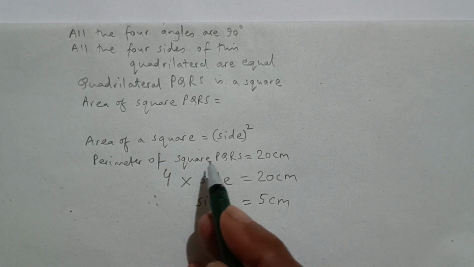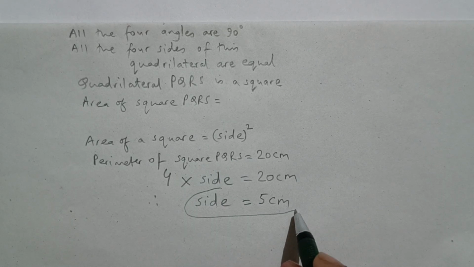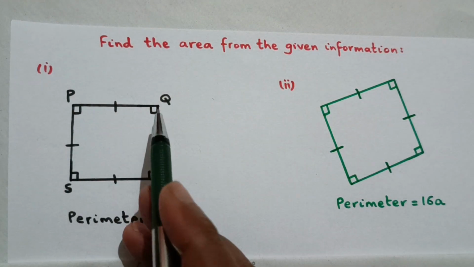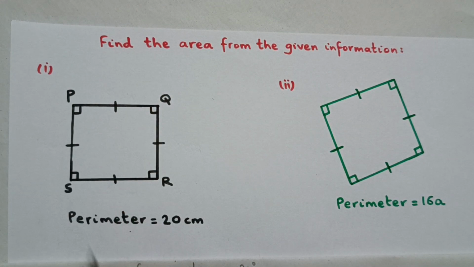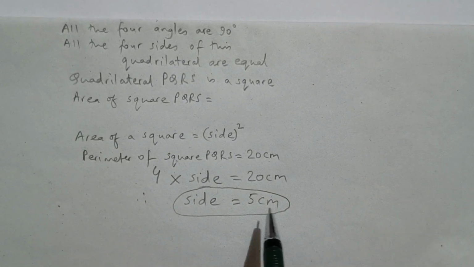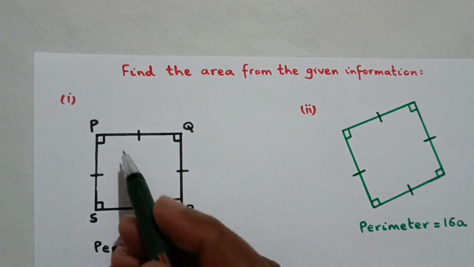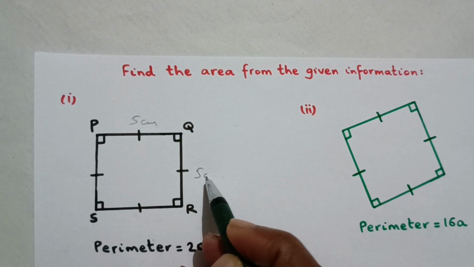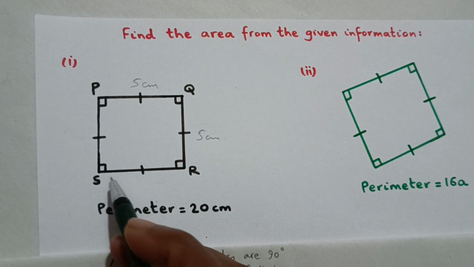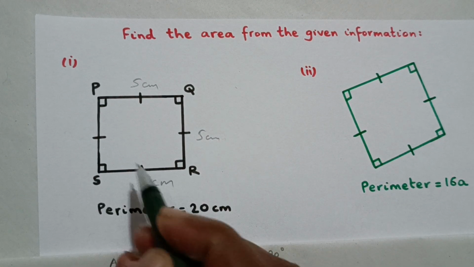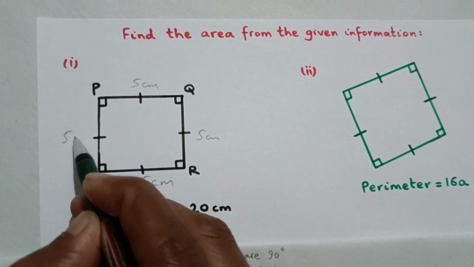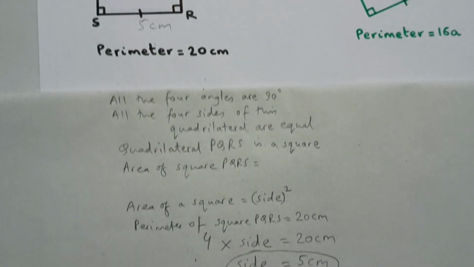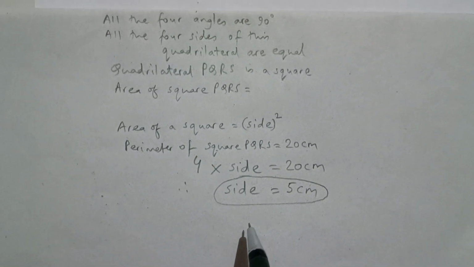So each side of square PQRS is 5 centimeter. So side PQ is 5 centimeter, side QR is 5 centimeter, side SR is 5 centimeter, side PS is 5 centimeter. So each side of square PQRS is 5 centimeter.